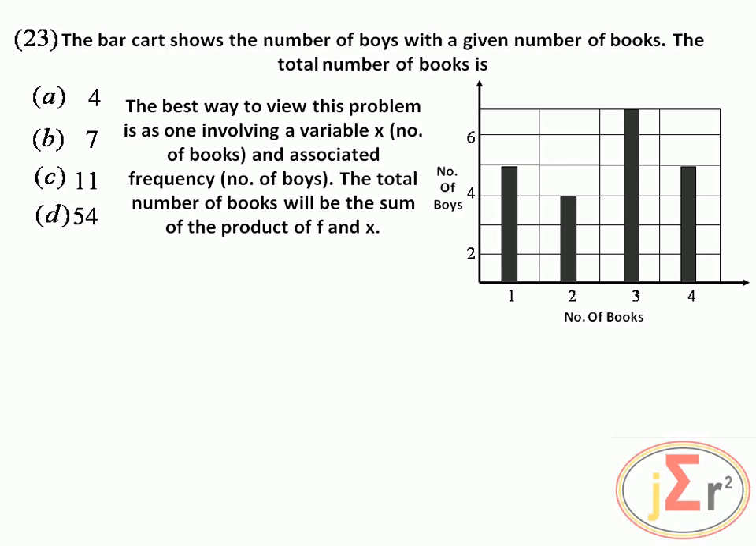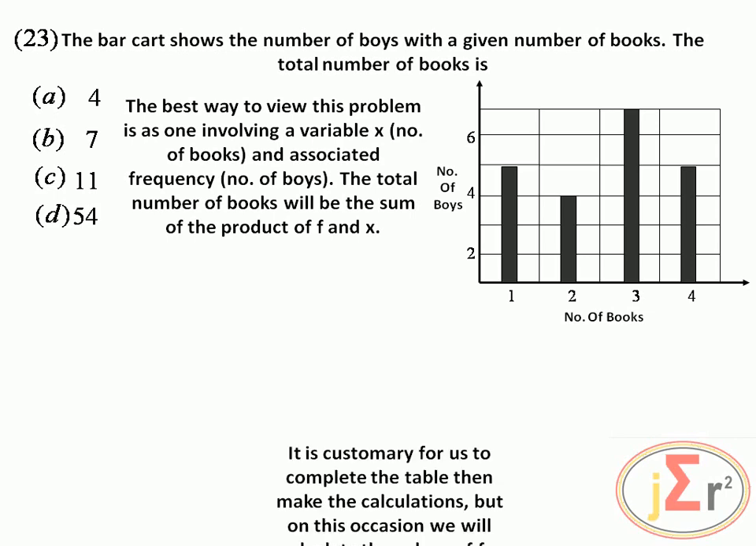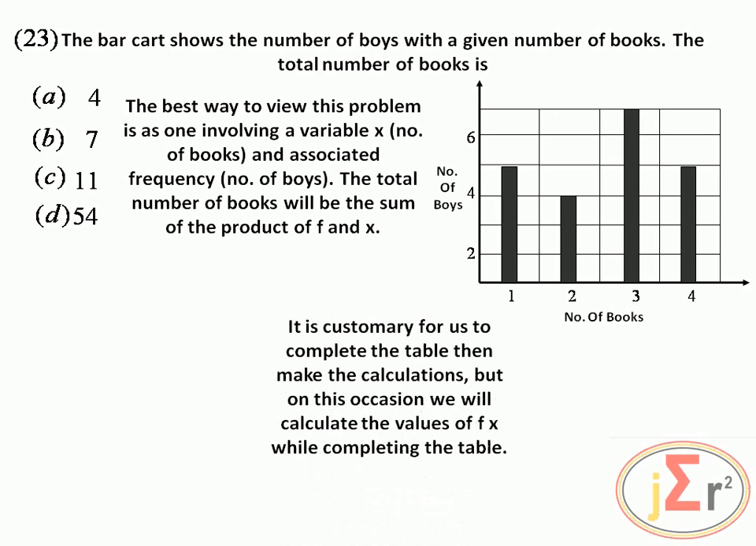The reason why I'm saying that it is the best way of viewing it is that it is more suited for the jargon of statistics, which makes use of a particular variable and the number of times that each value of that variable occurs, and the number of times is called the frequency. It is customary for us to complete the table, then make the calculations. That is how we do it normally when doing statistics.